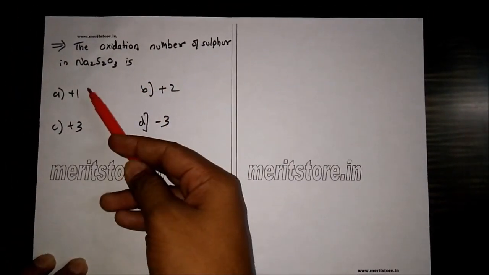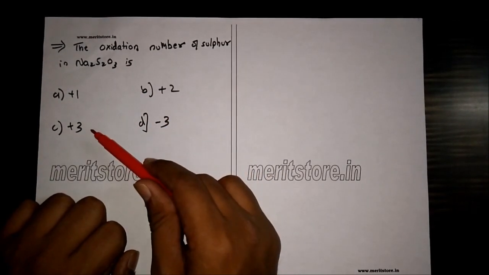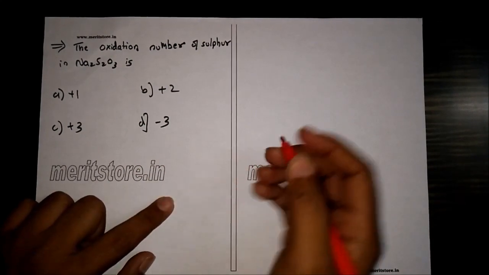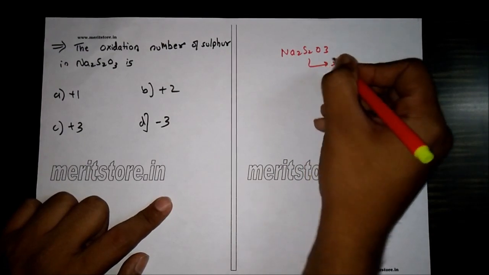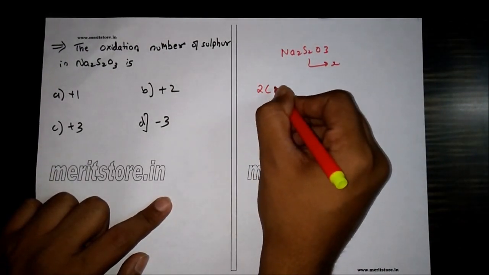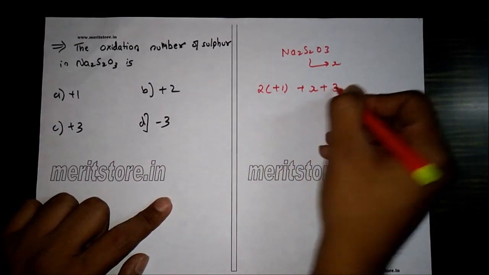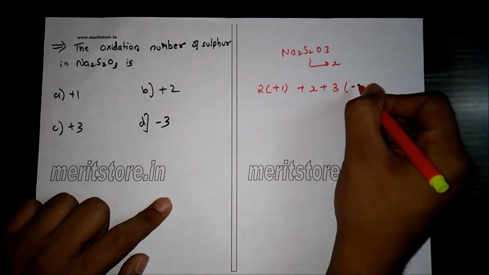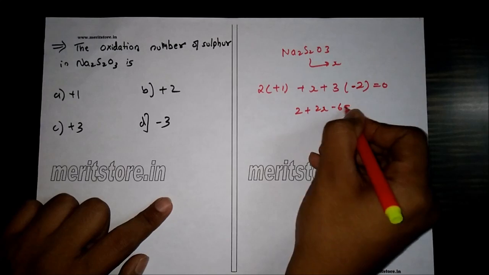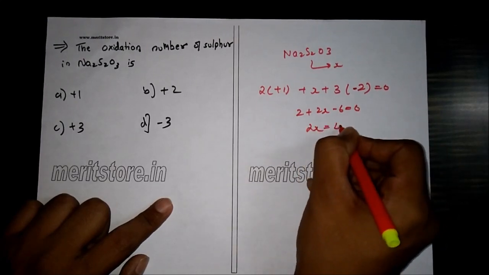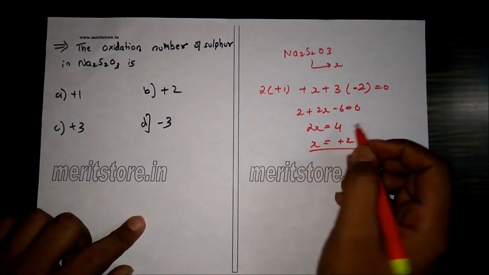Oxidation number of sulfur in Na2S2O3 is A plus 1, B plus 2, C plus 3 or D minus 3. Now let the oxidation number of sulfur in Na2S2O3 be X. Therefore 2 into the oxidation number of Na, which is plus 1, plus 2X plus 3 into the oxidation number of oxygen, which is minus 2, equal to 0. So 2 plus 2x minus 6 is equal to 0. Therefore 2x is equal to 4. Therefore x is equal to plus 2. Therefore the oxidation number of sulfur is plus 2, which is option B.